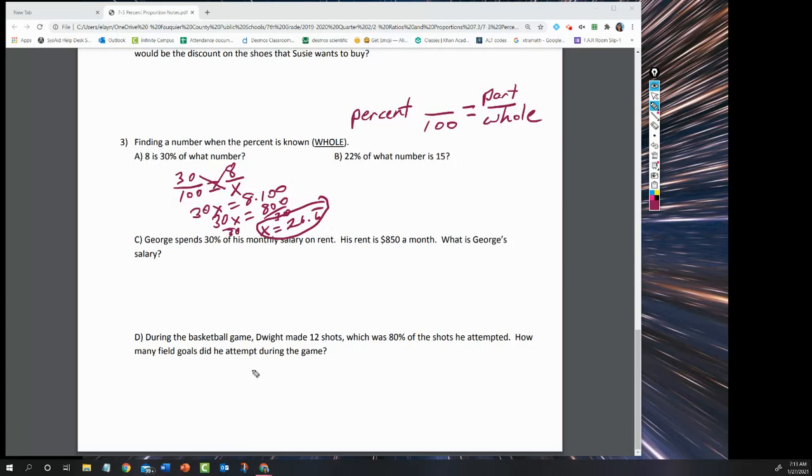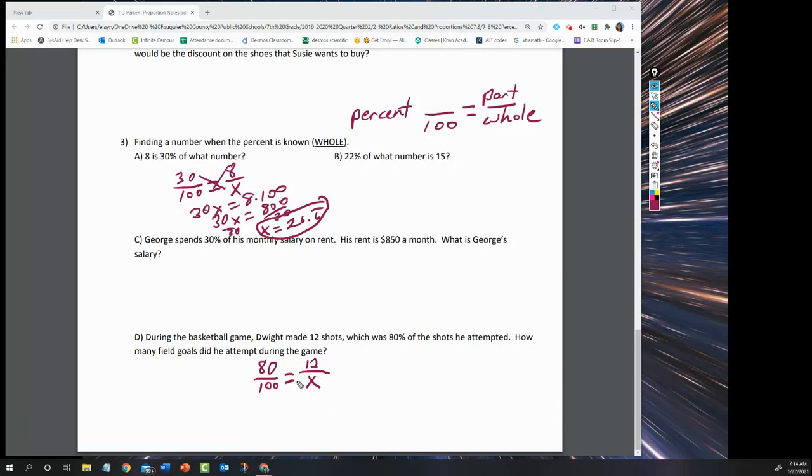Let's look at this word problem. It says, during the basketball game, Dwight made 12 shots, which was 80% of the shots he attempted. How many field goals did he attempt during the game? So I look for my percent first, which is 80%, and I'm going to turn that into my first ratio, 80 over 100. That's going to be equal to what is the part and what is the whole. The 12 shots is what he made. That's the part. And we don't know how many total attempts that he made. So we're going to make that x our variable.